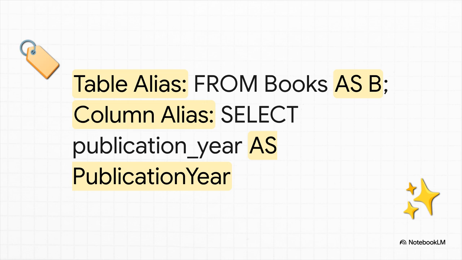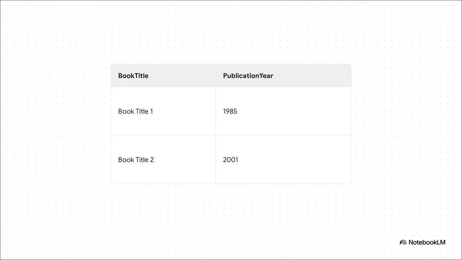Then you can do the same for columns. Using the as keyword, we can rename a column in our final output, turning something ugly into something much friendlier. And bam! Look at that. The final result has these nice, clean column headers. It's such a small change in the code, but the output is way more intuitive and professional looking.